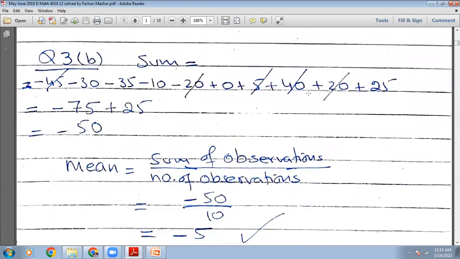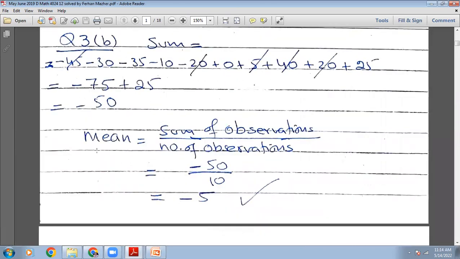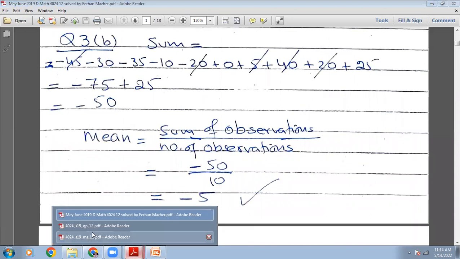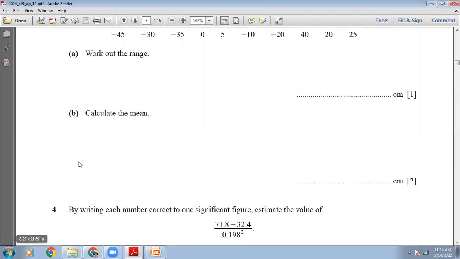So here you can see I have tried to find out the sum, and it is minus 50. So there are 10 observations. So I will say mean will be sum of observations divided by number of observations. So it will be minus 50 divided by 10, because there are 10 values. So the answer will be minus 5. So mean is minus 5. Minus 5 is the right answer, sir. Okay, so we are going to the next question.